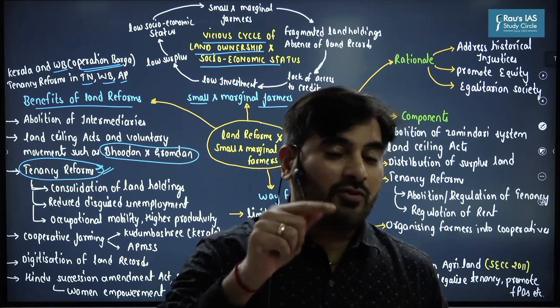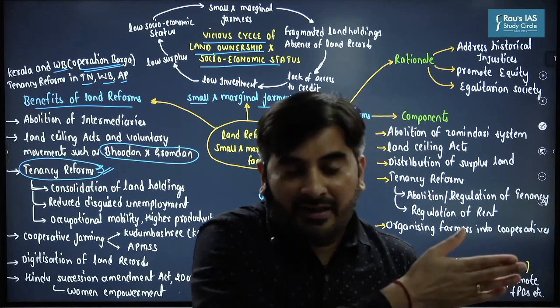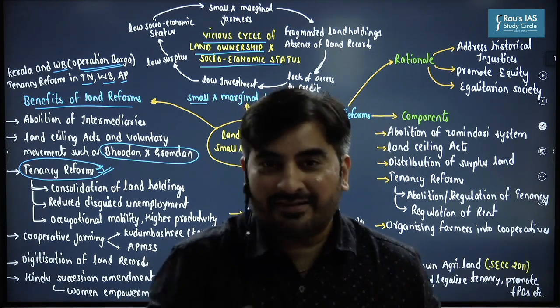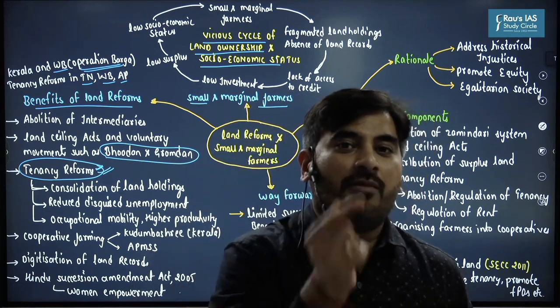If the question was to what extent it has benefited small and marginal farmers, then probably you would have written in detail about the problems with respect to land reforms. But this question is not asking you about that. This question is asking you about the benefits of the land reforms for the small and marginal farmers.